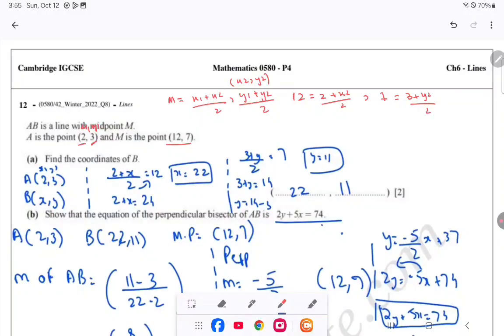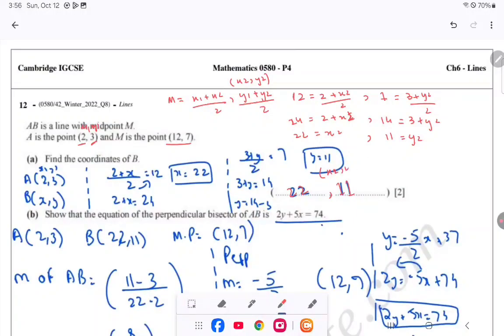If we multiply both sides by 2, 24 is equal to 2 plus x2. Multiplying both sides by 2 here, 14 is equal to 3 plus y2. Subtract 2 from both sides, 22 is equal to x2, and subtract 3 from both sides, 11 is equal to y2. So our point B, which is x2, y2, is (22, 11).